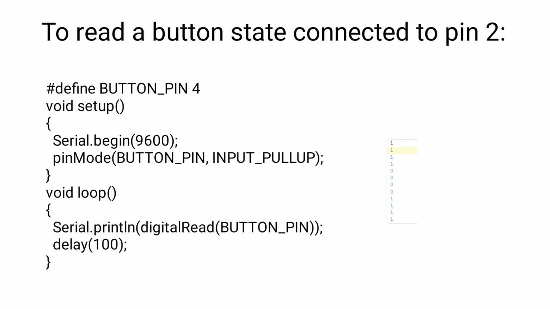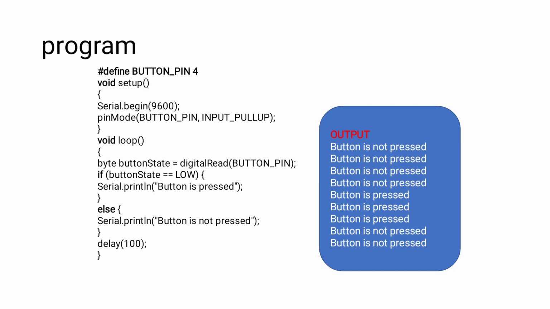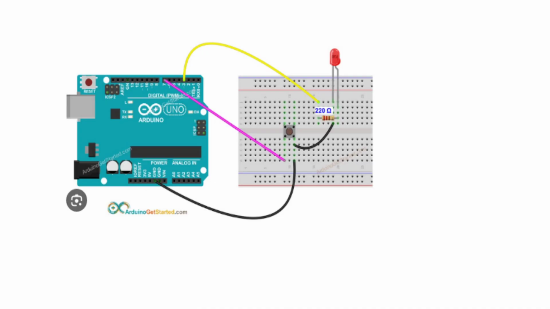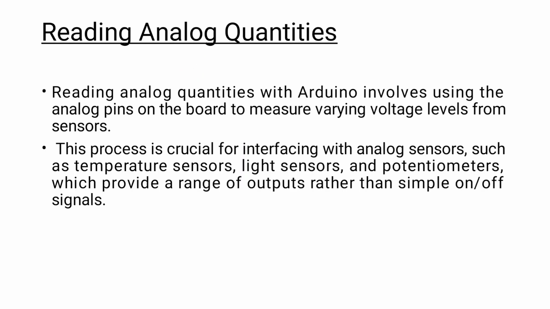To read the button state connected to a pin: in void setup, Serial.begin to set the speed, pinMode button pin INPUT_PULLUP, then in void loop Serial.println digitalRead button pin, delay 100. In a similar way we will have another program where, when a button is pressed, the LED will glow. When the button is off, the LED is off. That is the program to define the output. This is how a button is connected to the LED. When the button is pressed, the LED will turn on. Correspondingly you have to set up and give the void loop. Whenever we release it, it will turn off.